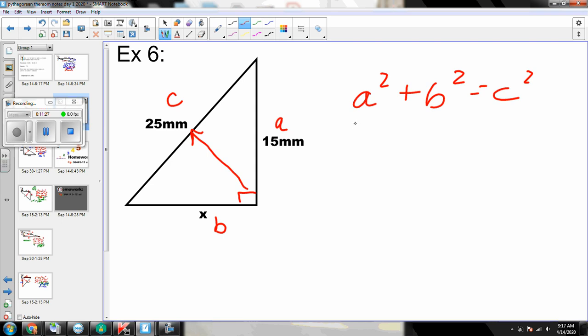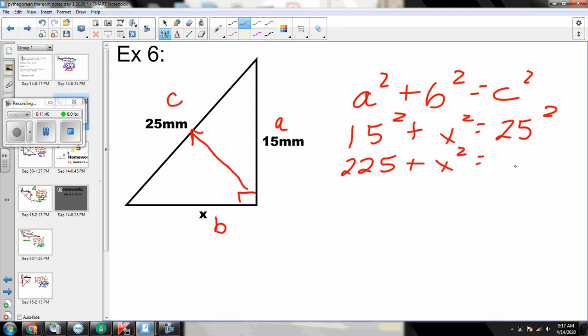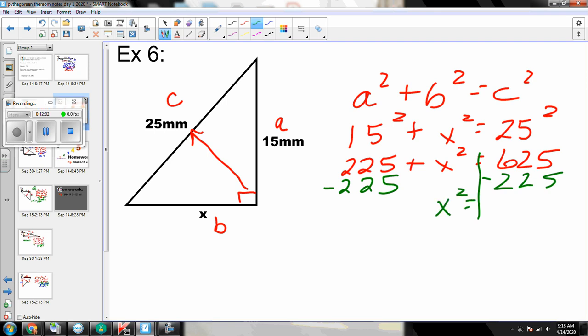I plug in what I know. A is 15, so this is 15 to the second. B, I don't know, is x to the second. And C is 25, so that would be 25 to the second. Then I square 15 to get 225. I square 25. 25 squared would be 625. And then I'm solving my equation for x. So I'm going to do minus 225 first to get the x to the second by itself. And I'll get x to the second equals 400.